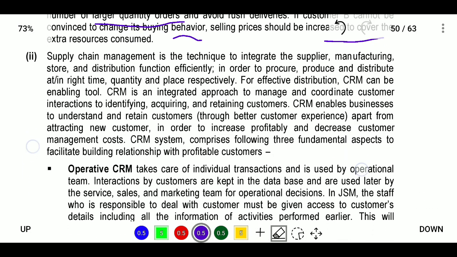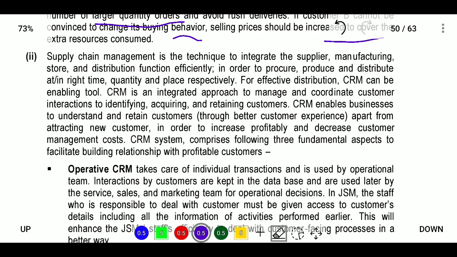And after that, supply chain management is a technique to integrate the supplier, manufacturing, stores and distribution functions efficiently, in order to procure, produce and distribute at the right time, quantity and place, for effective distribution. For distribution purposes, CRM will be applicable.